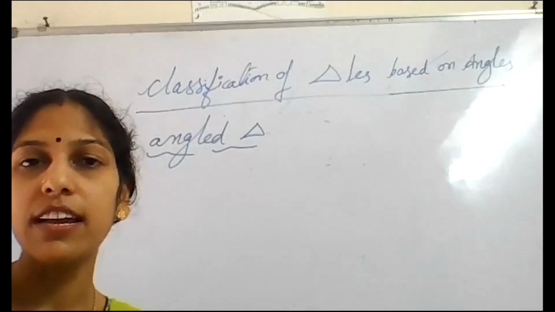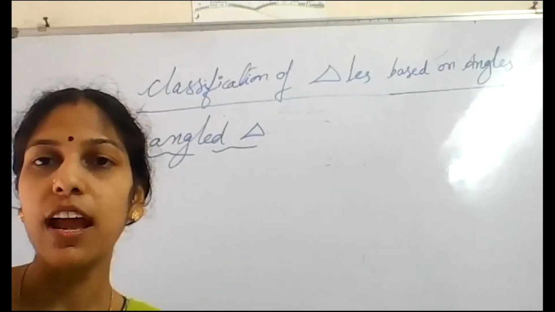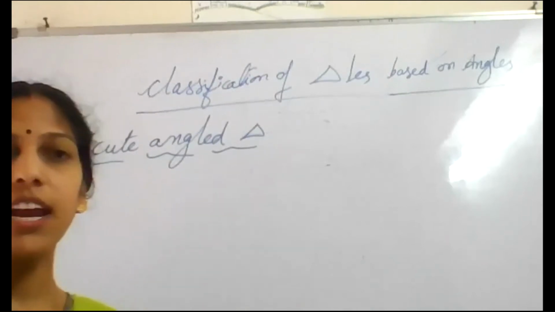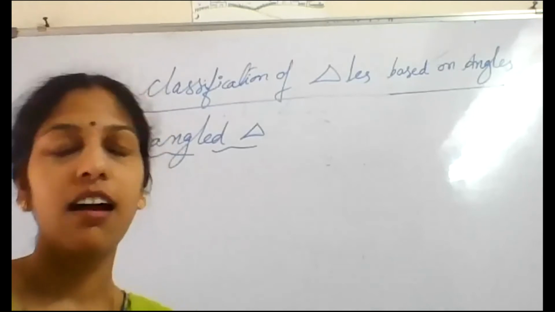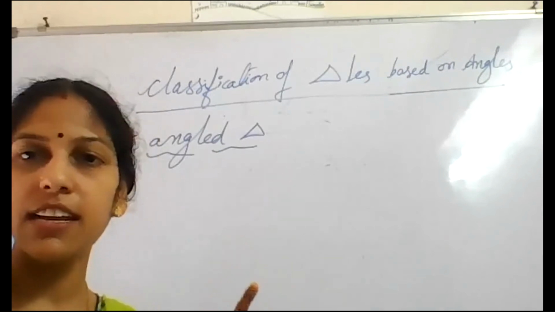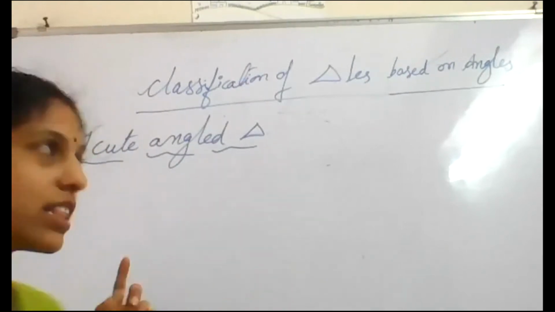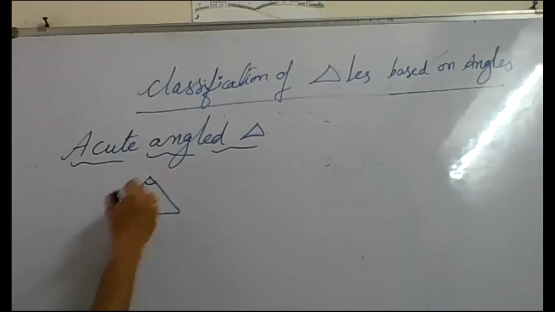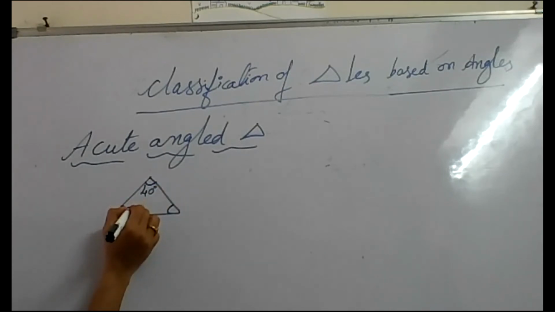I think you are already aware of what is meant by acute angle. Acute angle means less than 90 degrees. Any angle which is greater than 0 and less than 90 degrees in measurement is called an acute angle. In the same way, when you take a triangle and all three angles are less than 90 degrees, suppose 40 degrees, here it is an acute angled triangle.